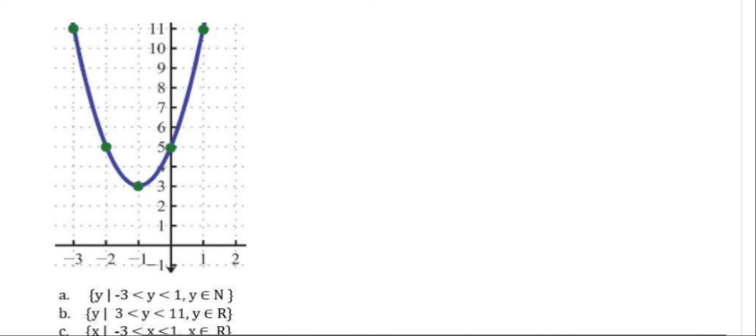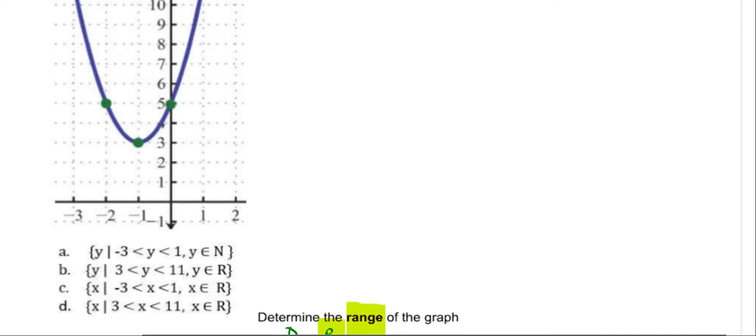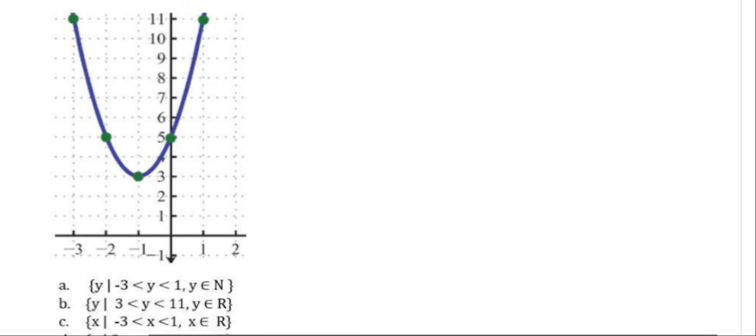Here they give us a graph for our second question. It says determine the range of the graph. Range is the Y values that are permissible for the graph. So we're not concerned with how far side to side. We're concerned with how far up and down.